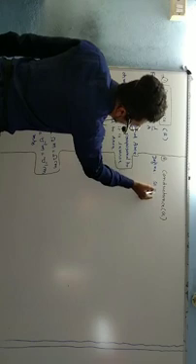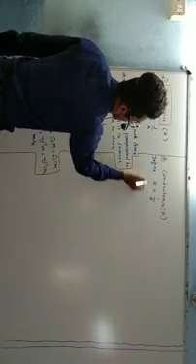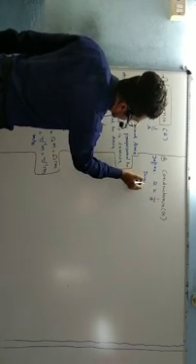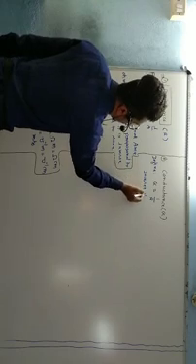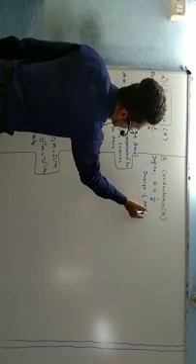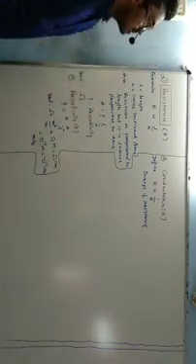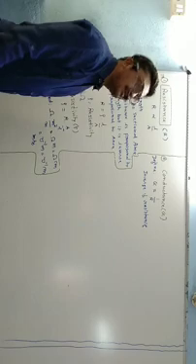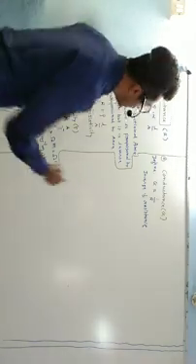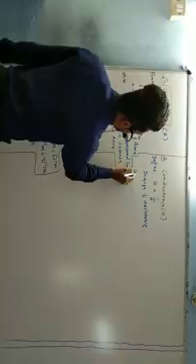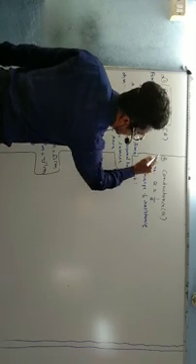Inverse of resistance is conductance. 1 upon R is equal to G. So the unit of conductance is conductance or conductivity.